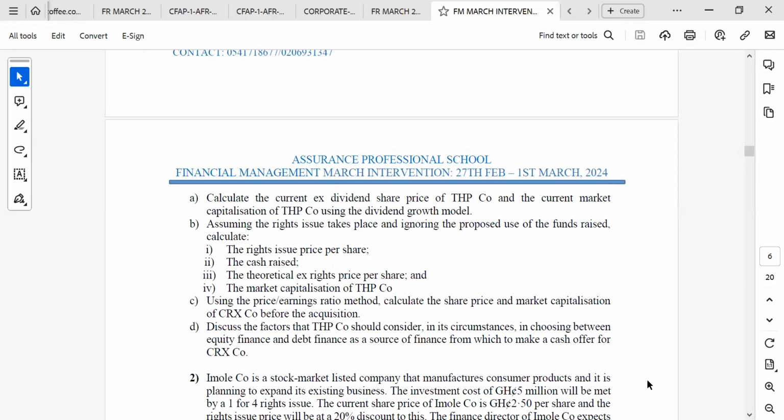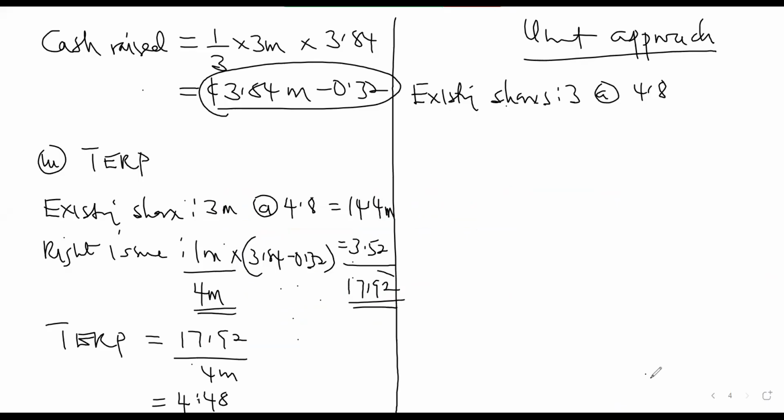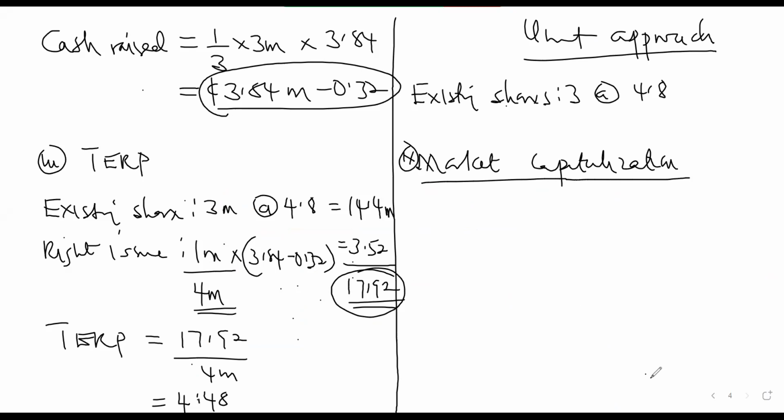Let's look at the next issue. They are now asking us to calculate the market capitalization of THCO. So after the rights issue, what will be the market capitalization of the company? You can see that it's the same as the 17.92. What they are saying now is, what will now be the total market value of the company?